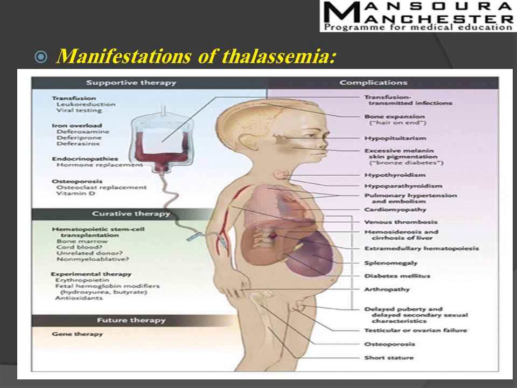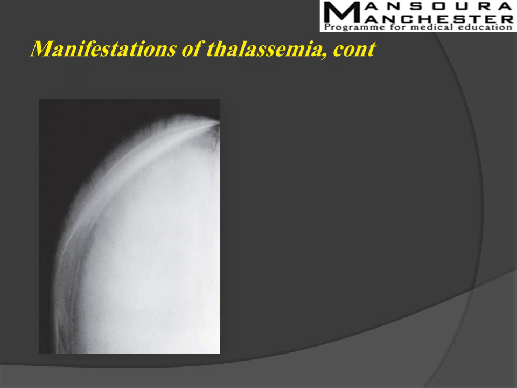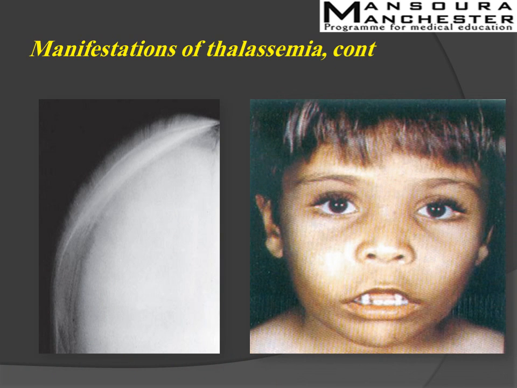So these are the manifestations of thalassaemic patients. This is the X-ray of a skull of a patient with thalassemia, resulting in what's called hair on end appearance. This is due to hyperplasia of the skull bone, and these are the thalassaemic features we just discussed, which are bossing of the frontal and parietal bone, depressed nasal bridge, and prominent maxilla or prognathism.